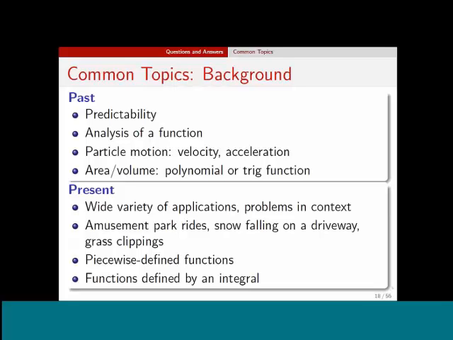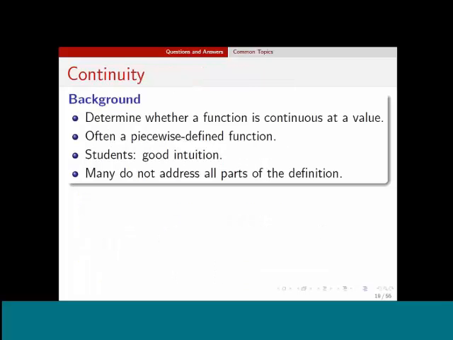We've recently had problems that involve piecewise defined functions. We never used to see those, but now we do. And we have loads of problems that involve functions defined by an integral. So things have changed.